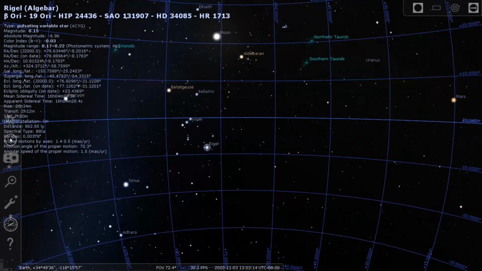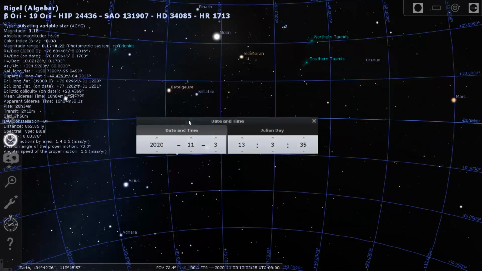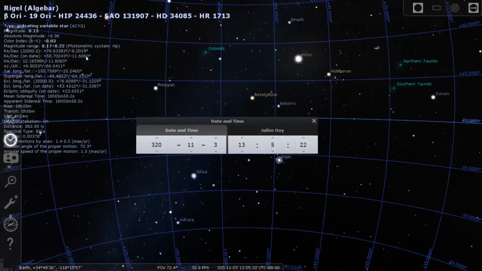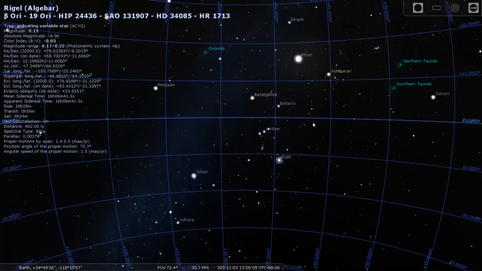What happens if I go up to the, nope, that's the location window. Let's go to the time window, and I'm going to skip ahead like 1,000 years. So look at this value, 8.1783. What happens if I change this to the year 3020? Aha, that number definitely changed. But over a period of days, months, you're not going to see it change much.